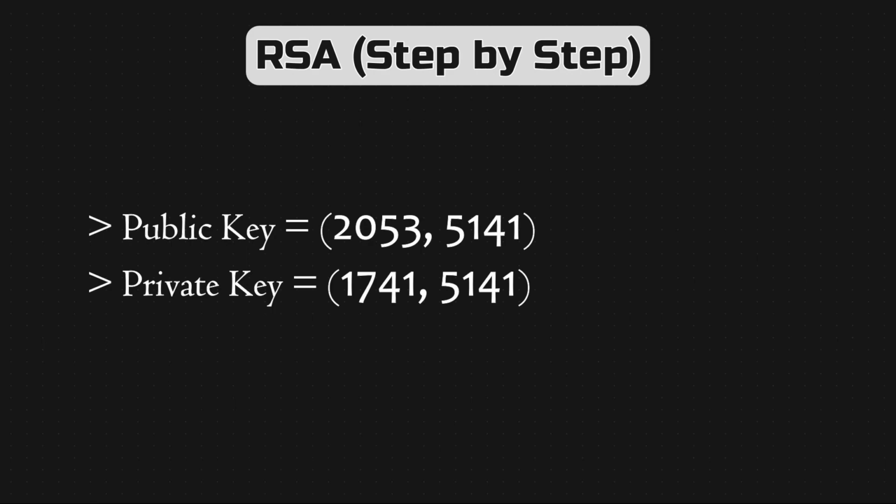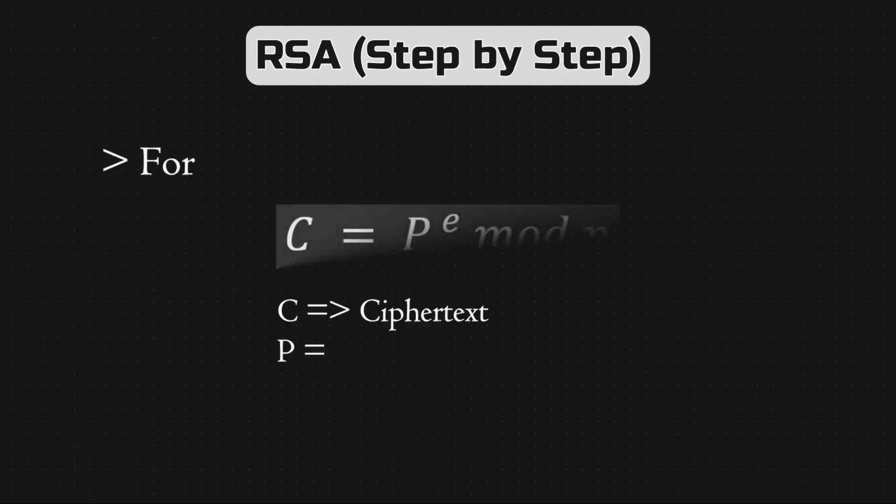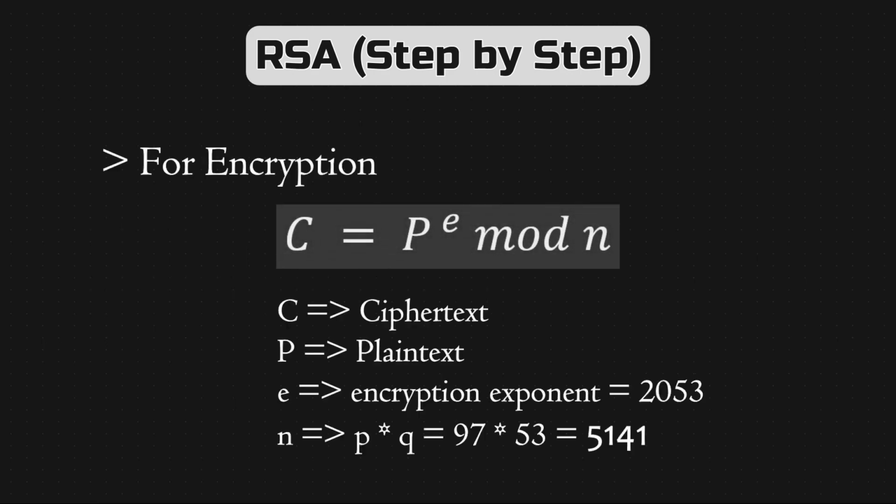Now for the encryption, the equation is this. Here C is the ciphertext, P is the plaintext, E is the encryption exponent, N is the PQ product. Now for performing encryption and decryption on integers, we need to remember one thing: choose the plaintext such that it is greater than 1 and less than our PQ product, which is N.